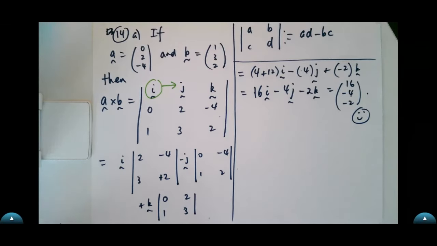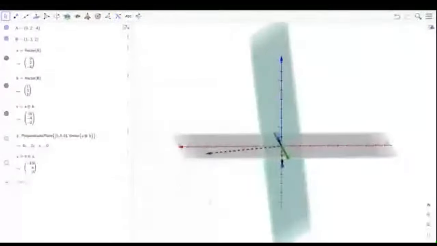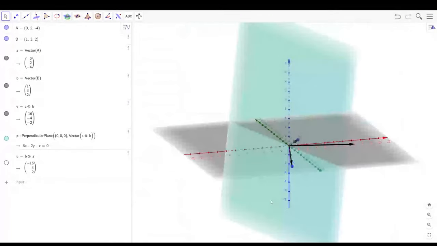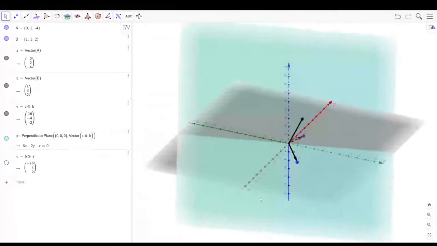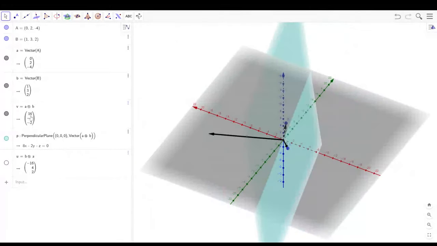And if we go back to GeoGebra, I'll come back in a minute. Did somebody say GeoGebra? You can see that this black long normal vector is actually consistent with our answer.